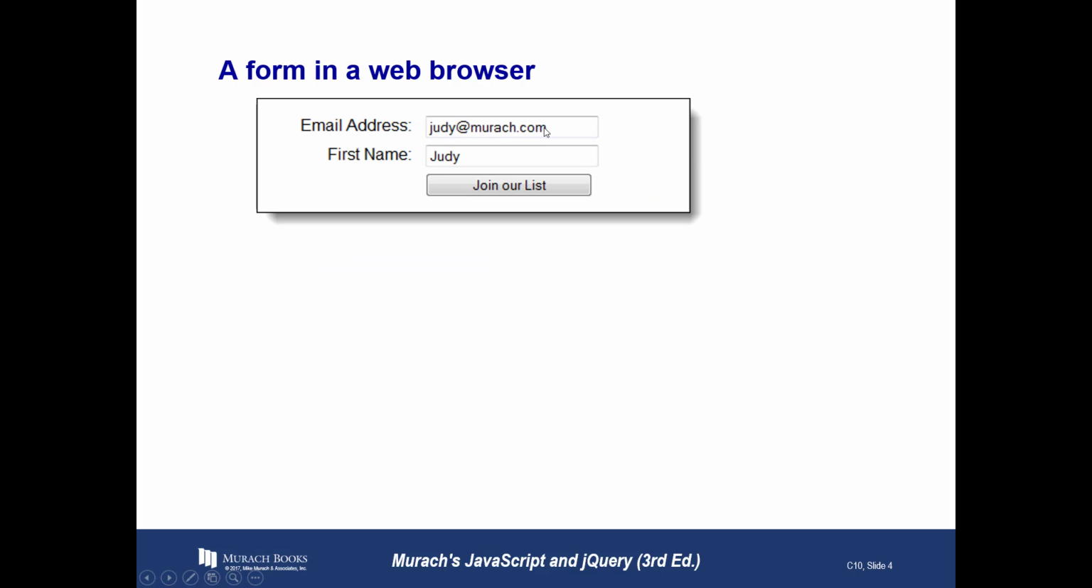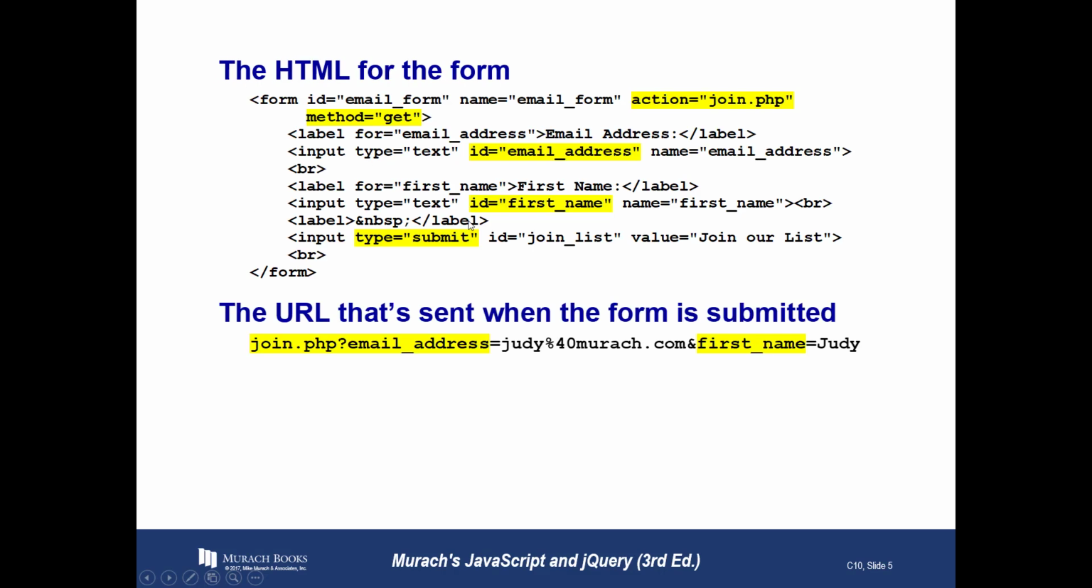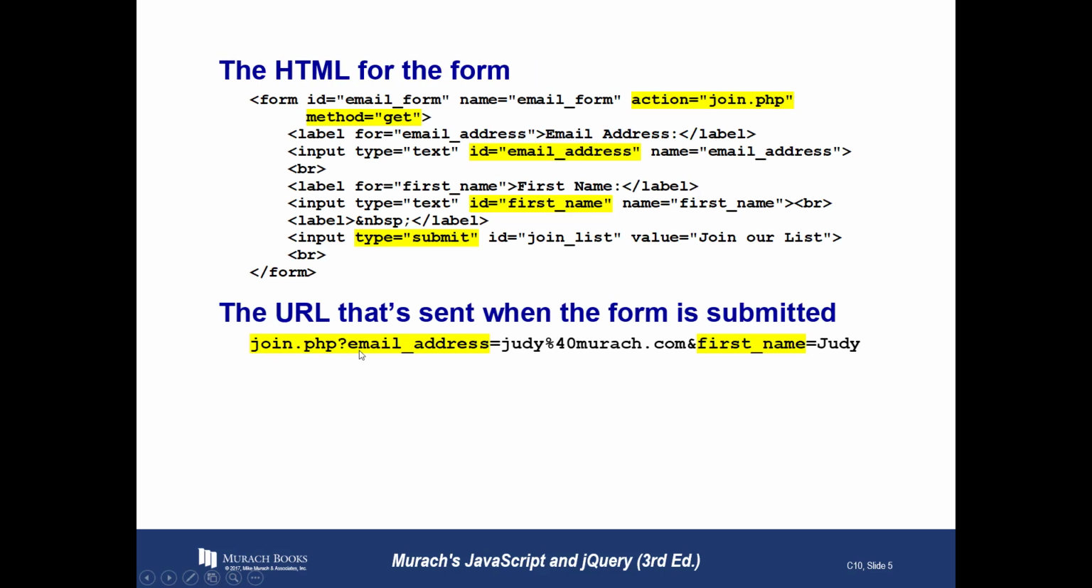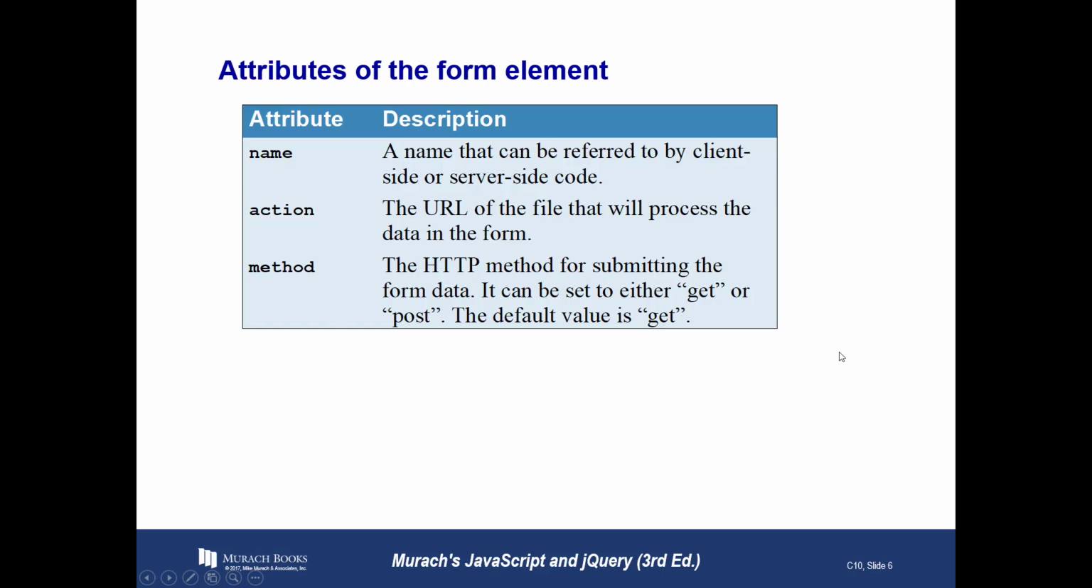That appears to be a valid email address, and there's something in there for the first name, valid as well. So if we click the button, we would go out to join.php. We would pass in the email address, which would be judy@murach.com. We would pass in a first name of Judy. You can see the email address, that's the ID. The first name, the ID, would again be this.